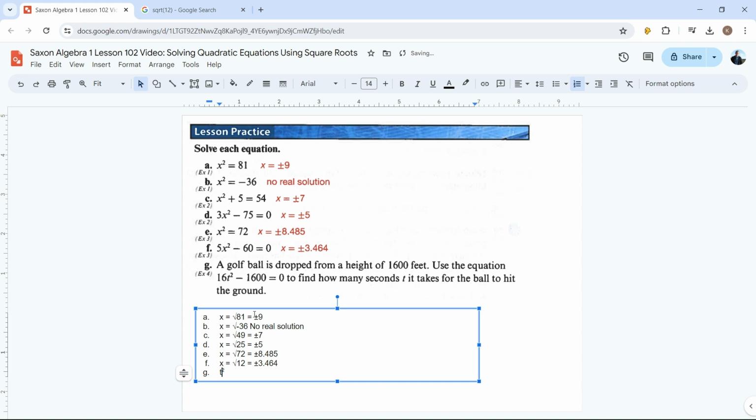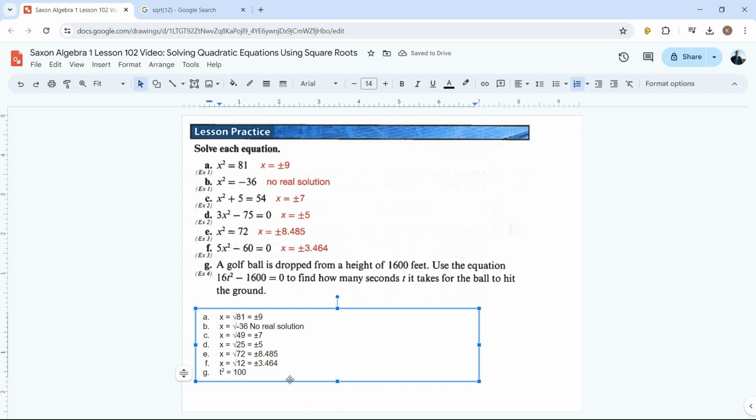First of all, we need to subtract 1,600 from both sides. I tried to skip a step. That wouldn't have worked out really well. So we get 16t squared equals 1,600. Okay, 16t squared equals 1,600. I added 1,600 to both sides. And now I'm going to divide both sides by 16. 1,600 divided by 16 is just 100. So I get t squared equals 100.